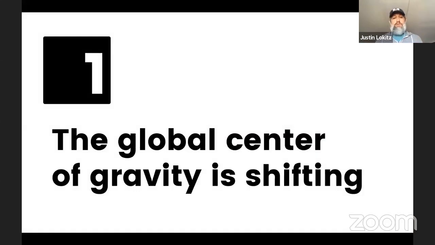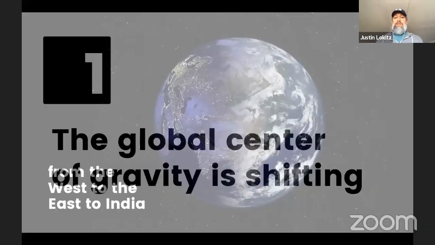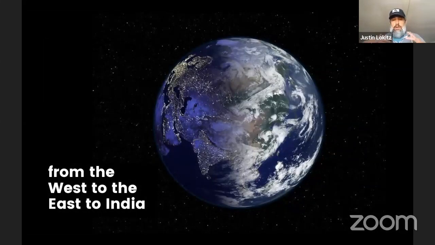It also has to do with the global center of gravity shifting in many respects. In many cases, we used to think of the West, Europe and the US and Canada and so forth, as being the center of power.